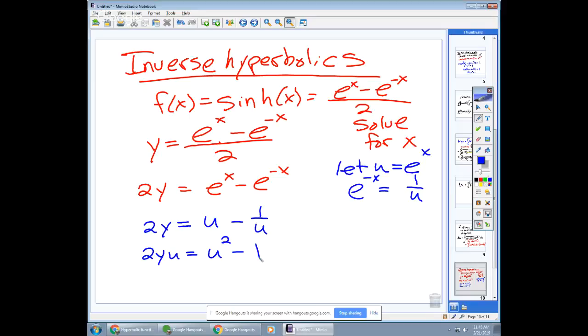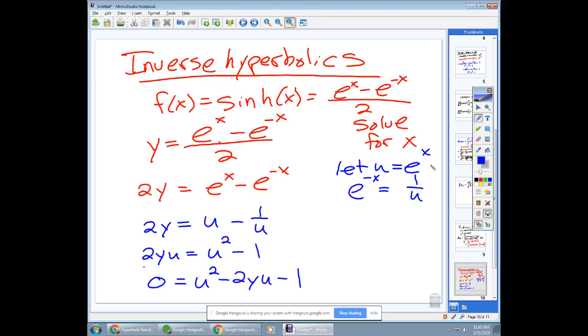We have a u squared, so the quadratic formula might help. For the quadratic formula, you get everything on one side. So I'm going to subtract that 2yu to the right side. That's going to give me 0 equals u squared minus 2yu minus 1. Now I can use the quadratic formula to solve for u. Once I do that, I can then solve for x.